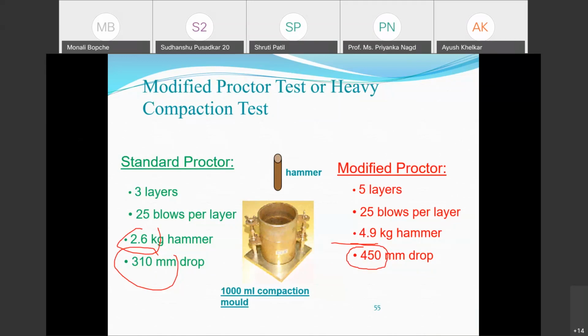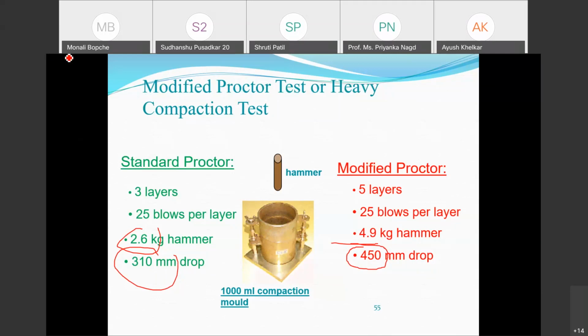Now, where do we require standard Proctor and where do we require modified Proctor density? The construction which is subjected to a high load, say a national highway. You have a village road, you have a national highway.